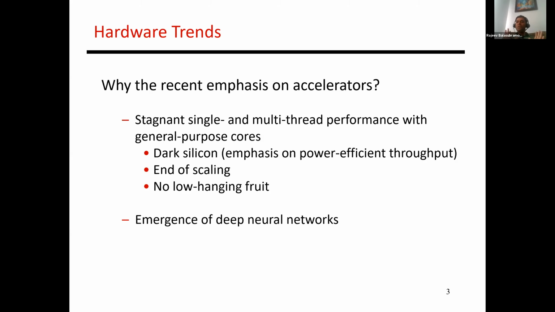I just wanted to make sure that people were aware why accelerators have become this hot topic in the last few years, right? Deep neural networks have taken off. We are hitting certain walls in terms of general purpose processor design. And so accelerators are compatible with the way both hardware and applications are headed.